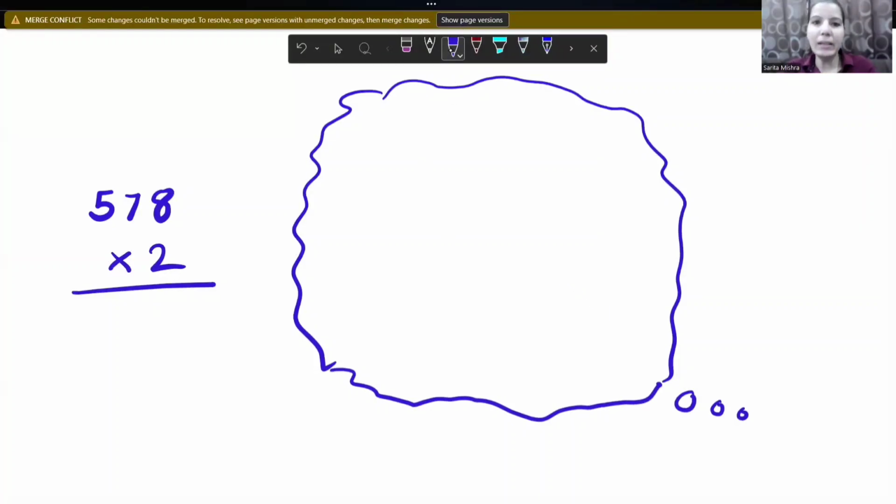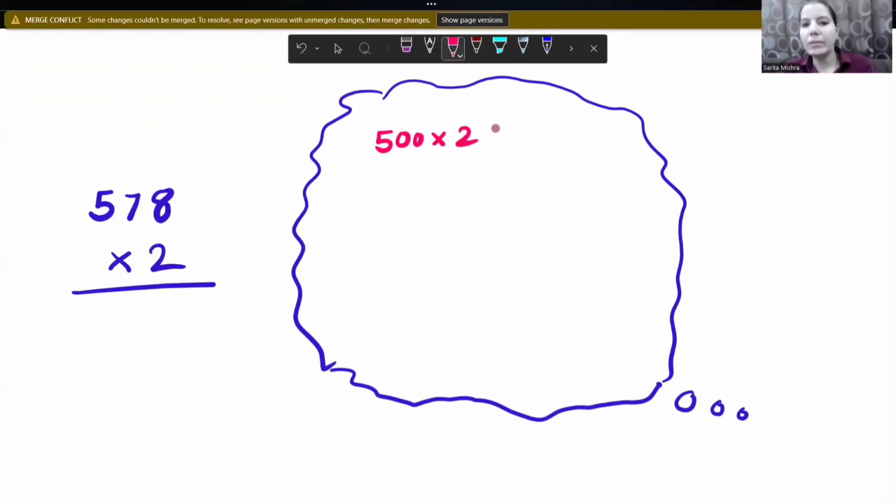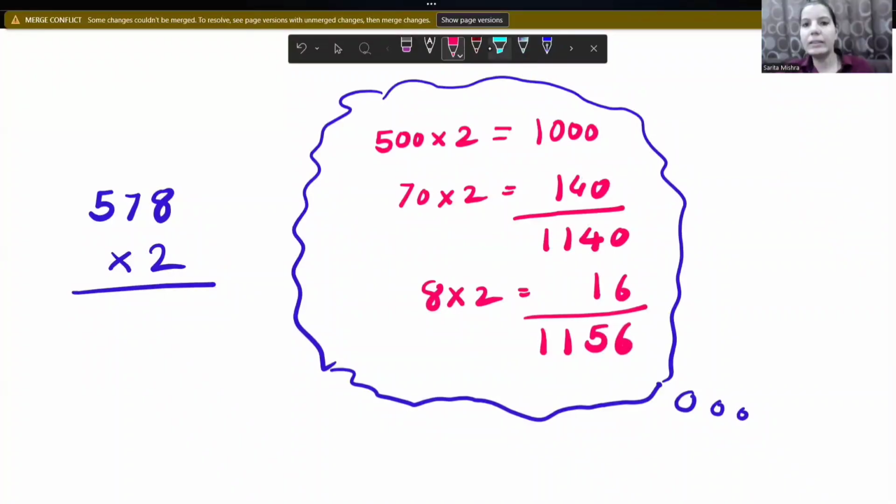It's a visualization bubble. Think in your mind that we have to multiply 500 and 2. Or you can just think it as 5 and 2. 500 times 2 will give you 1000. Then quickly in your mind, just do 70 times 2, that is 140. So just think in your mind 1000 plus 140. So 1000 plus 100, 1100 and 40 as it is. So 1140. Now finally you do 8 times 2, that is 16. So just think in your mind 1156. This is your final answer.